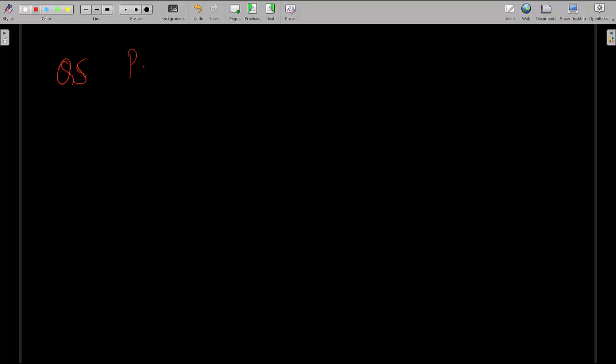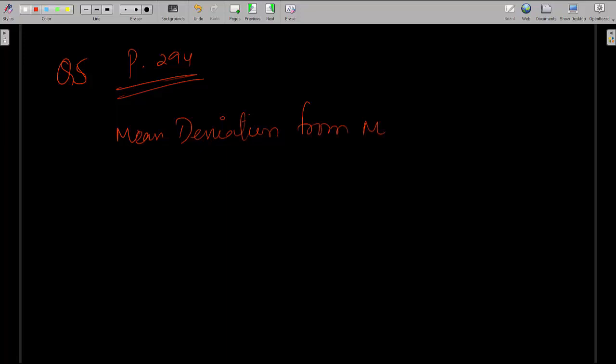That is page number 294, practical questions from the textbook. So you have to calculate mean deviation from mean. So MD by mean is equal to sigma FD by N. Now look into your textbook first. The question here, the series is a continuous series. So you have to find out the midpoint.